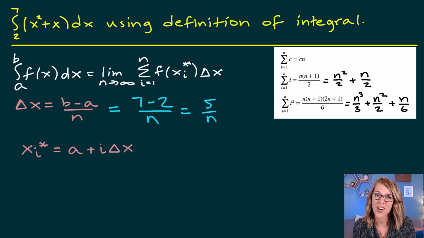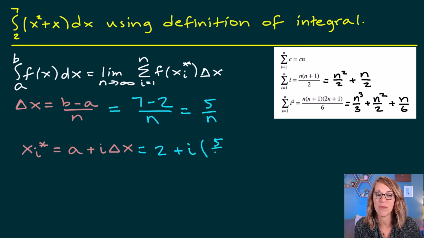For x sub i star, that's going to be the sample point where we find the function value. We're going to go ahead and start at the beginning of our interval. So a is equal to 2 plus i times our delta x, so i times 5 over n. This gives us 2 plus, if I simplify it a little bit, 5i over n.